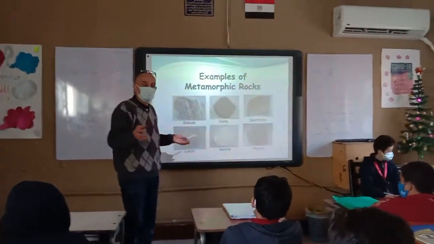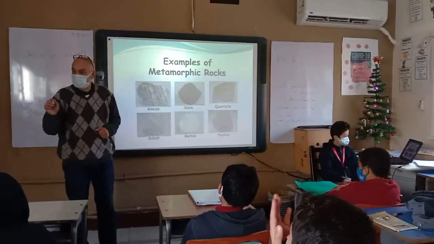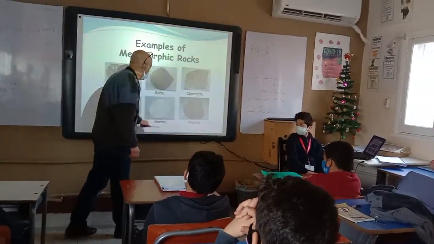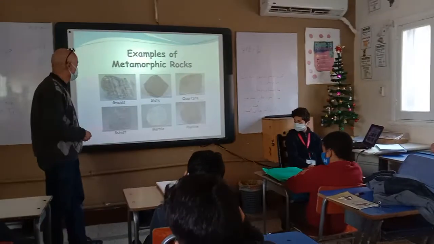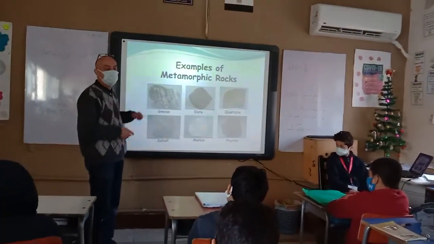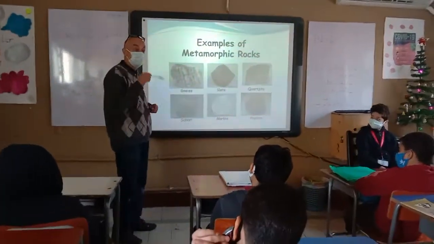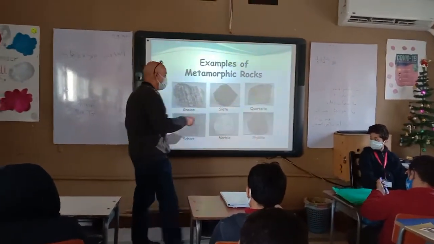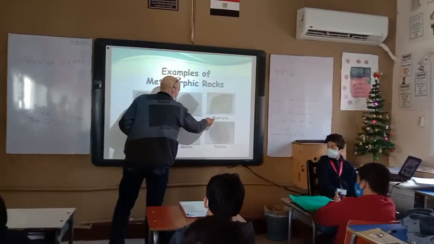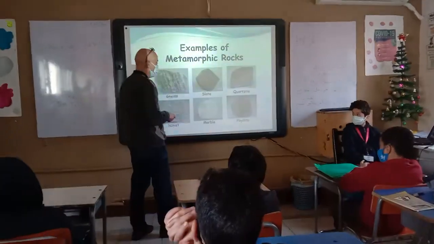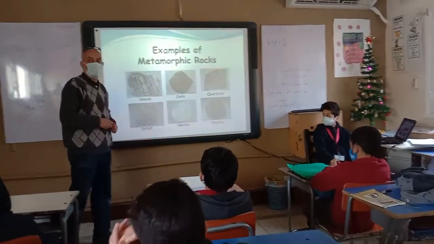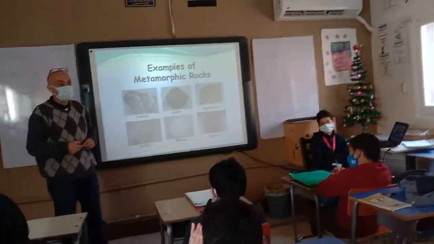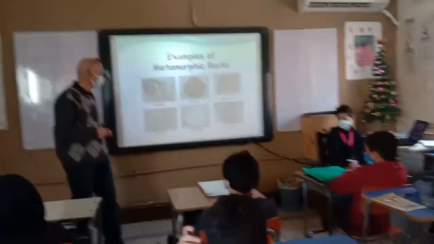Metamorphic rocks have different examples, but the most popular metamorphic rocks are slate, quartzite, marble, and gneiss. All of them are types of metamorphic rocks. Some of them originate from sedimentary rocks, such as quartzite and marble. Both of them are formed due to the high increase of temperature acting on some sedimentary rocks.